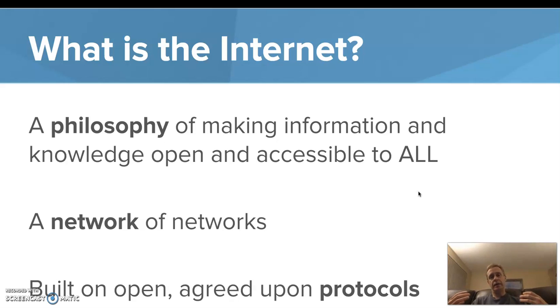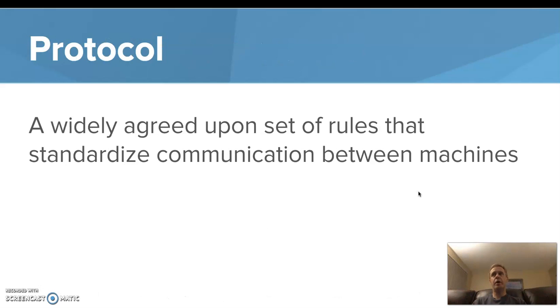As a result of that, the internet itself can be thought of as a network of networks. Over the years as the internet has developed, in order for it to be successful, there are certain protocols that have to be followed in order for it to function in the way that it does. Those protocols are just agreed upon rules that allow for the internet to function the way it does, so that information can be sent over that network of networks.